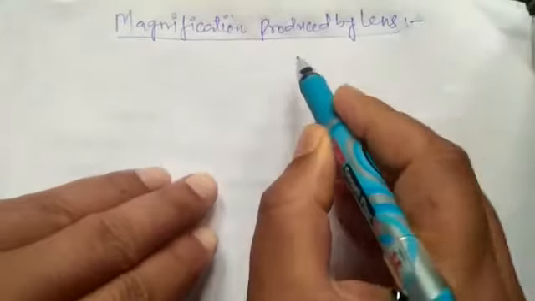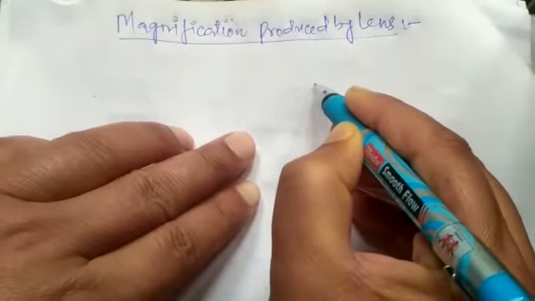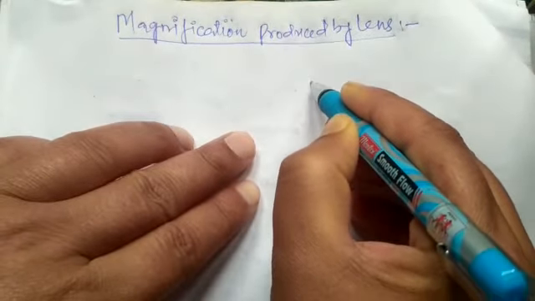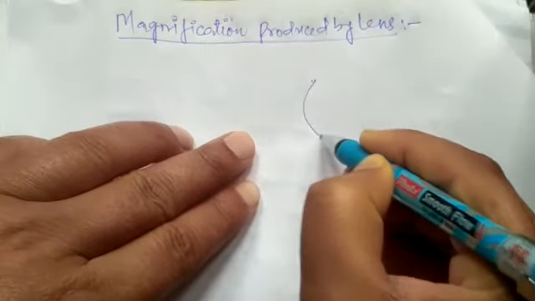Today our topic is regarding the magnification produced by a lens. If we are having a lens, whether convex or concave, let me make some convex lens.